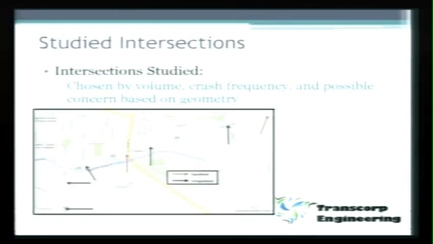The intersections that were studied were chosen by volume, crash frequency, and possible concern based on geometry. The intersections that we studied were Pioneer Road East, South Chestnut Street, Staley Avenue, South Water Street, Valley Road, Phillips Road, and East Side Road.